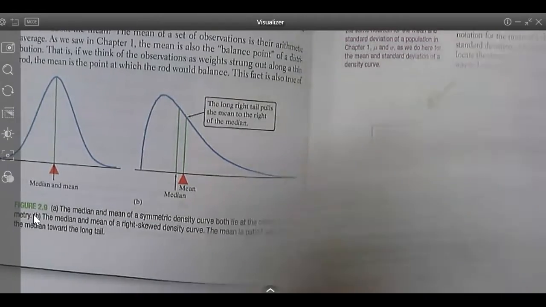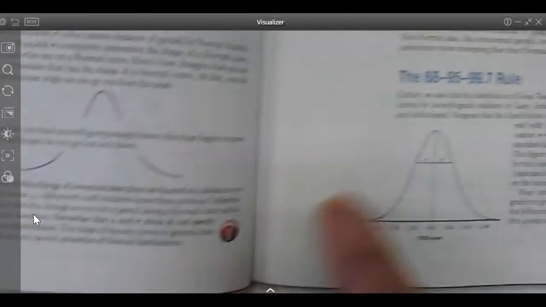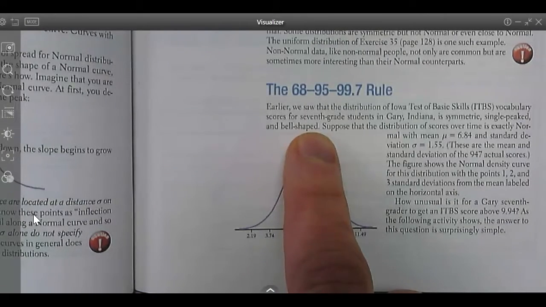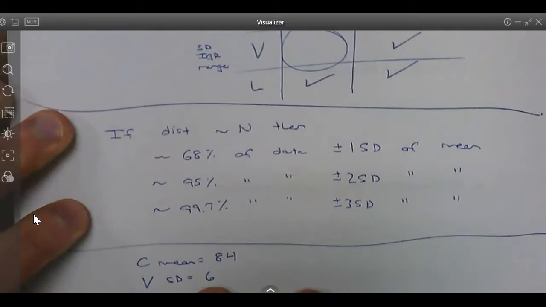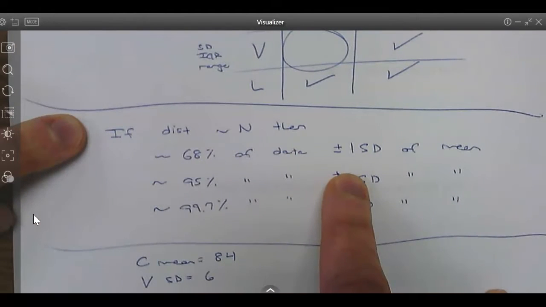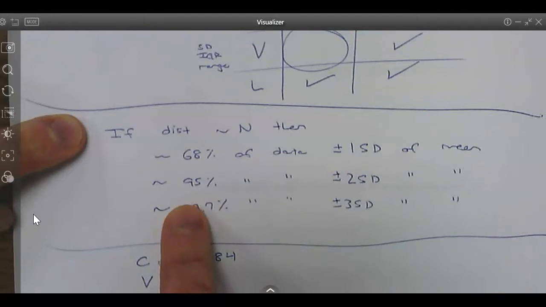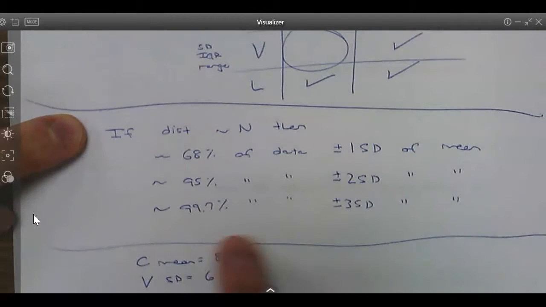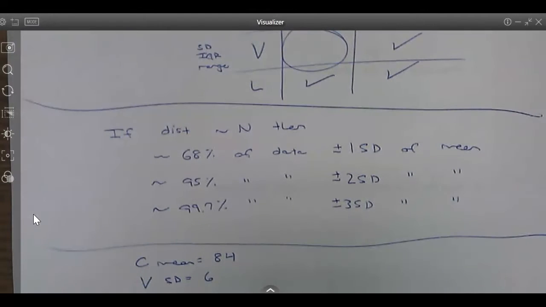All right. Then we jumped into the 68, 95, 99.7 rule. And what that says is this. If a distribution is approximately normal, then about 68% of the data is within one standard deviation of the mean, 95% within 2, and 99.7% within 3. So then we moved on to the standard normal curve, and that's where we standardize things.